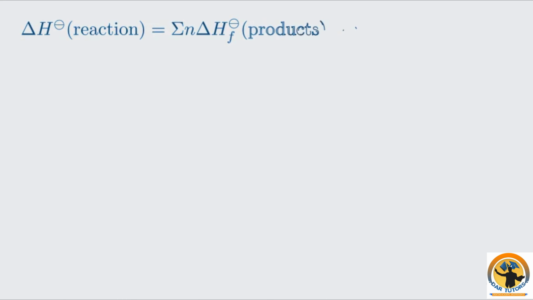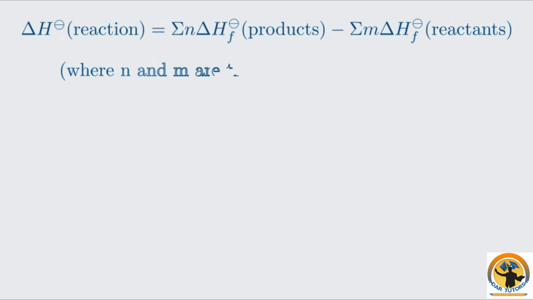We can calculate the enthalpy change of any reaction using the standard enthalpies of formation of its reactants and products. The formula is delta H of reaction equals the sum of the standard enthalpies of formation of the products minus the sum of the standard enthalpies of formation of the reactants. Remember, for each substance, you multiply its delta HF by its stoichiometric coefficient from the balanced equation. Let's apply this to find the enthalpy of combustion for propane, C3H8.